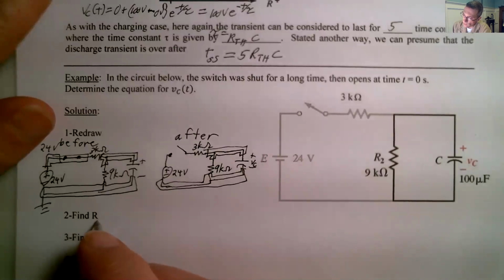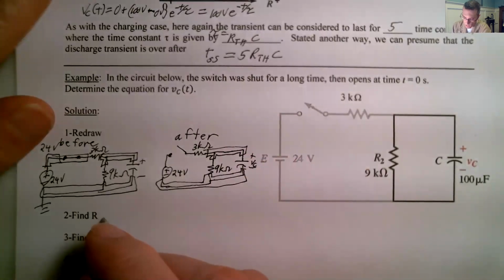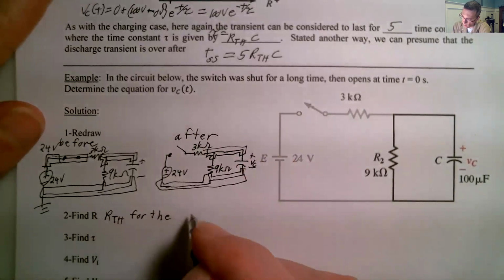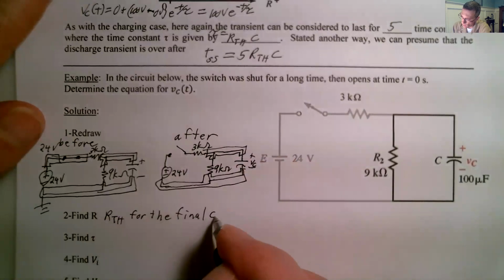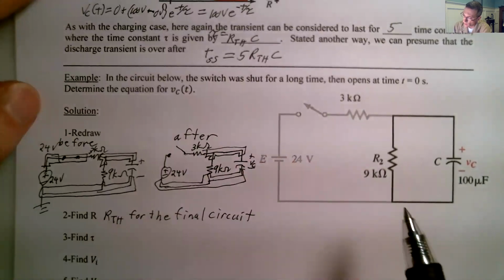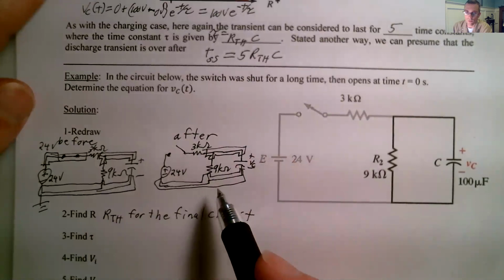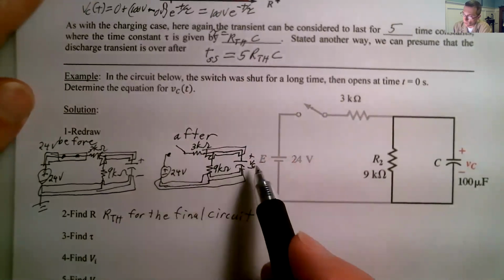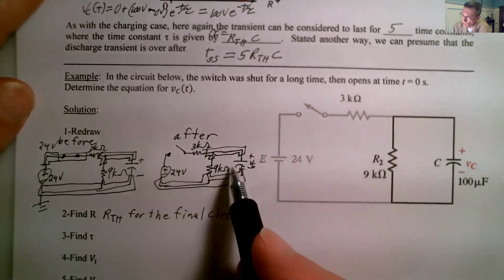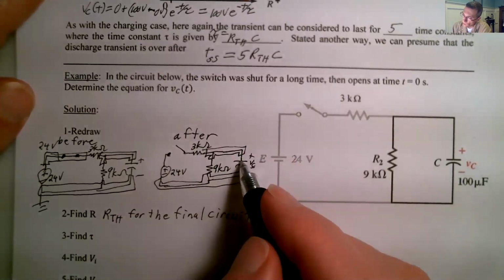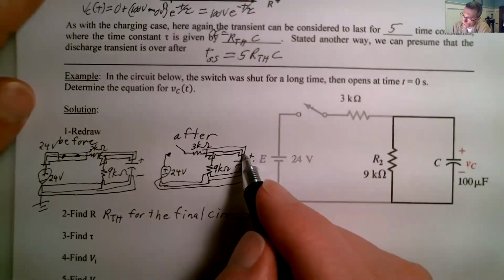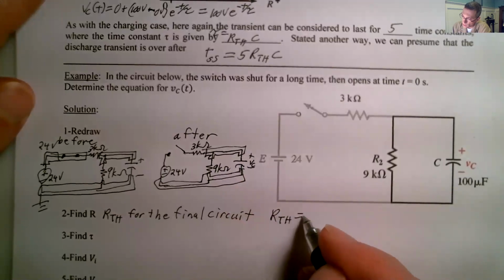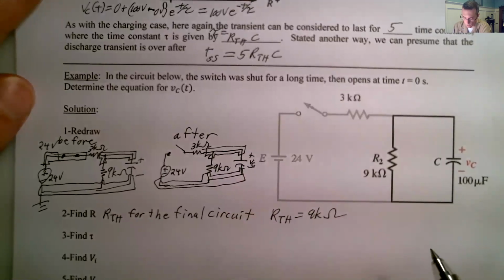For the after case, we're going to find R_TH for the final circuit. When we find R_TH, we short out all the sources, but there's an open here. So if this is our load right there, we pretend like this is an open, we've got a source where the load is supposed to be, and the only thing that it confronts is the 9 k ohms. So R_TH is equal to 9 k ohms.